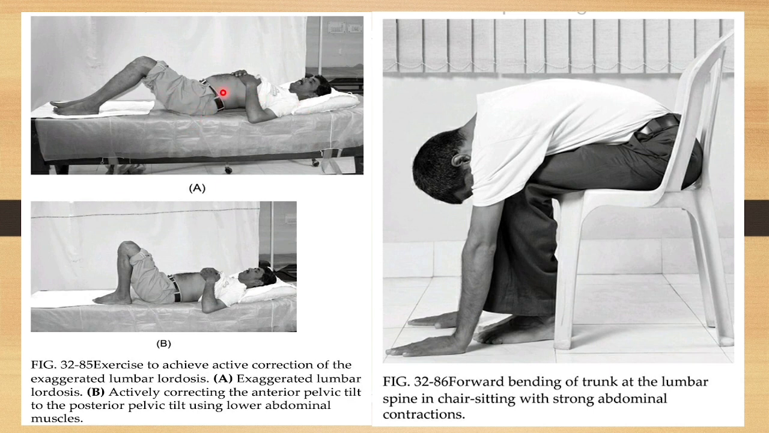So this is the exaggerated lumbar lordosis. We will be explaining to the patient to actively correct it using the lower abdomen muscles. So this is the pelvic tilting correction exercise. We need to facilitate the flexor aspect, so flexion movement should be facilitated. So this is how you will be forward bending your trunk in the chair. This will facilitate your abdomen muscles.